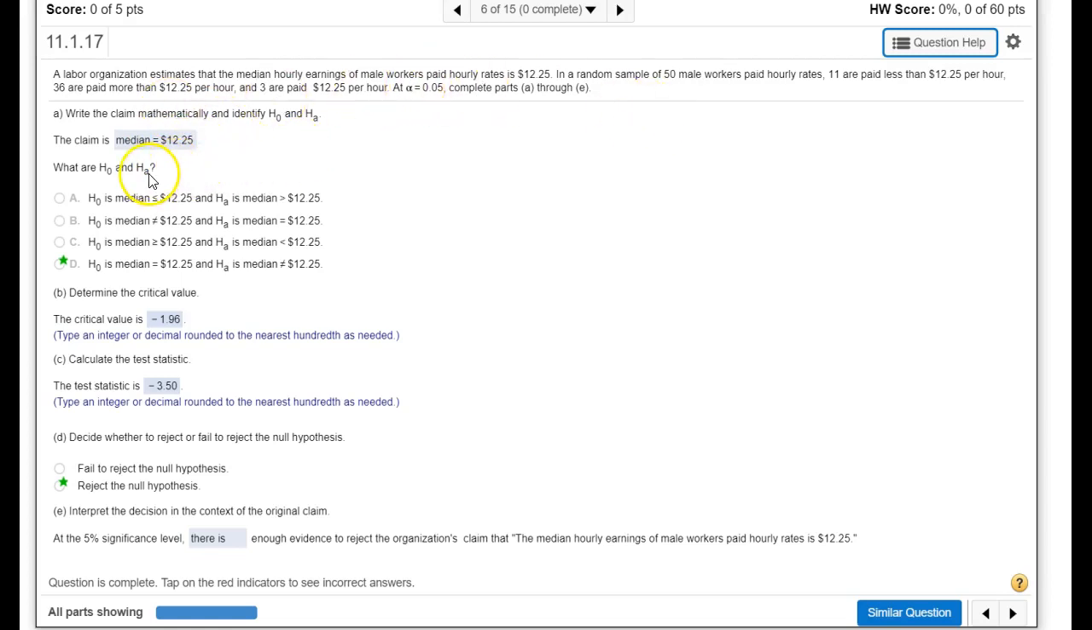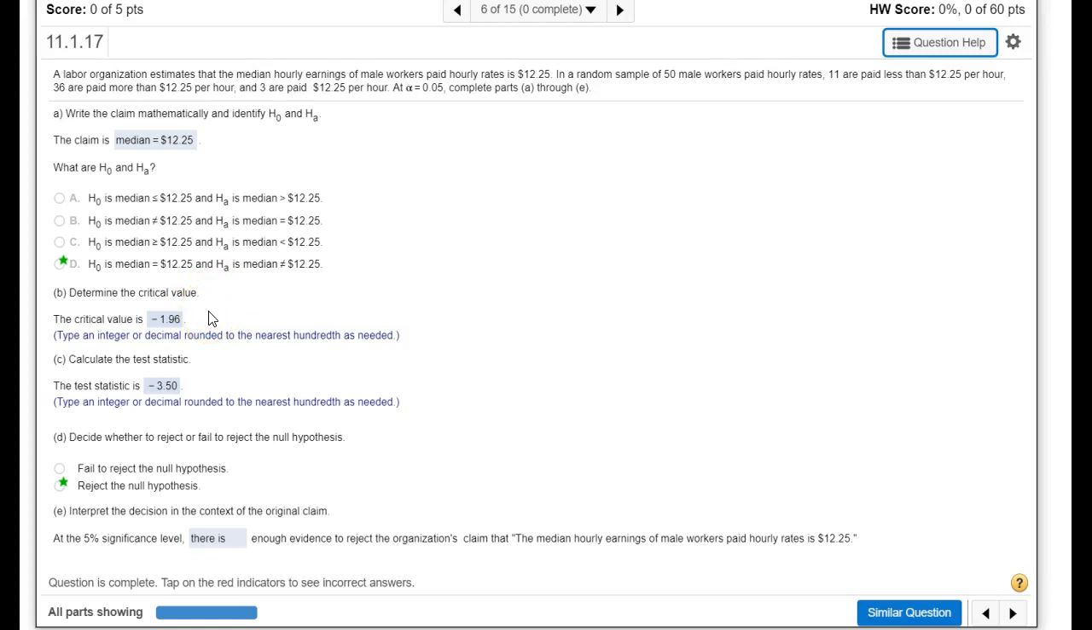Since it says that it is 1225, that means we have a two-tailed test, and that's why we choose D for null and alternative. That's the one that has the two-tailed test set up. And then we determine the critical value.